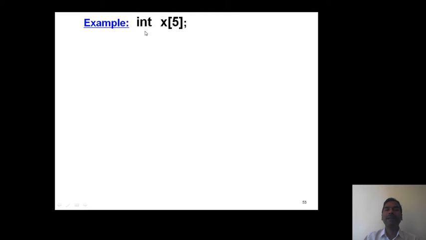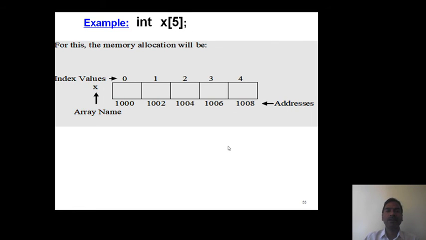Let's take an example: int x[5]. So x is an integer array which is capable of storing 5 integer values. Now it shows the diagrammatic view of a single dimensional array. So here 5 locations are available and all locations are referred to with their index values like 0, 1, 2, 3, 4. For each and every location there is an address. Now all locations share a common name, x.